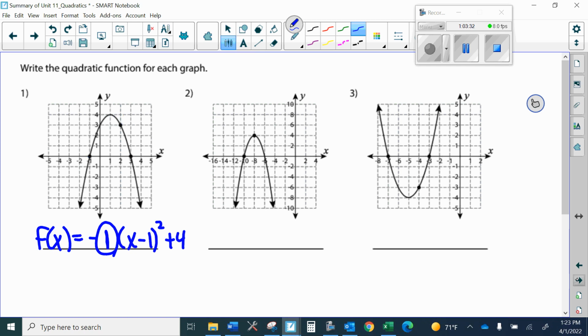All right, here, again, it's opening down. So we know it's negative. We got to still see the A. The vertex is at -8. So that's going to be x plus 8, because remember, it's always the opposite, and then plus 4. Okay. Now, notice this is going by 2's. So if I go right 2, I'm going down how many? 4.